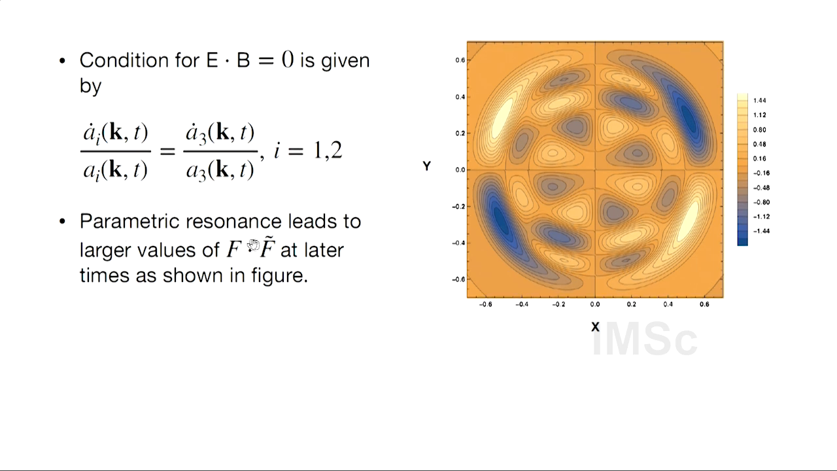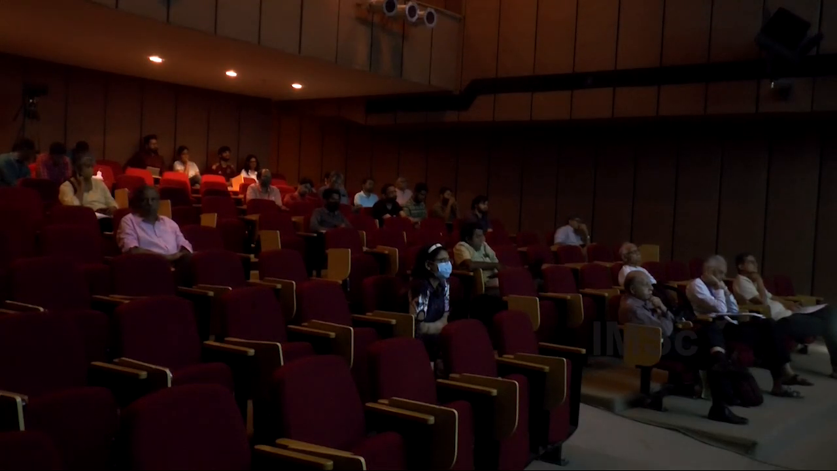So we consider the FF dual term in the non-abelian case, and we see that parametric resonance leads to larger values at later times, as shown in the figure. In this figure, in x and y, we have plotted the contours of FF dual, and we start with FF dual to be 0 initially. At the center, we consider a Gaussian, and we see that it eventually evolves and spreads in space, and the value also increases. So gravitational waves can result in different effects and parametric resonance in non-abelian gauge fields.